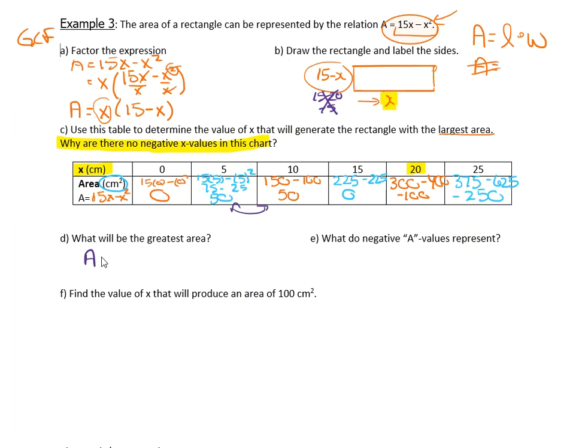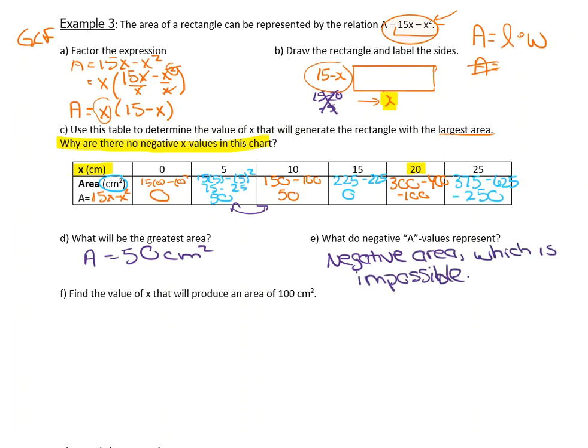The greatest area we got was 50, and that's in centimeters squared. That's what we found from our table. What do negative A values represent? They represent negative area, which is impossible. And the reason we got a negative area is because once we subbed in this length value in the highlighted part, if x was 20, then our other dimension ended up being negative, remember? So that's why we ended up with a negative area, because one side was positive and one side was negative.